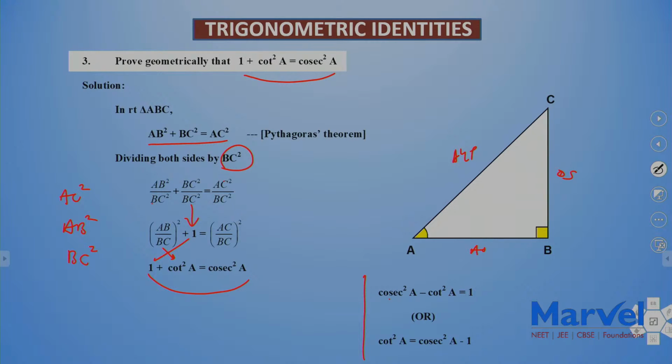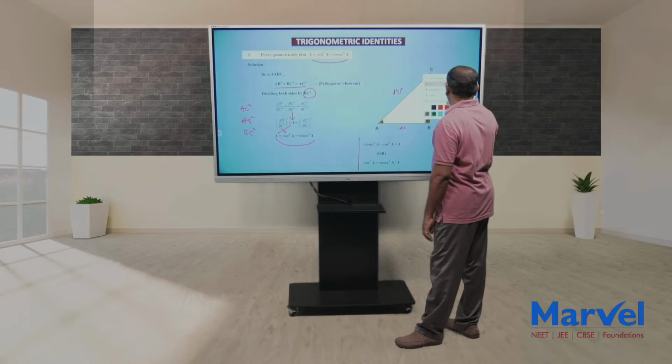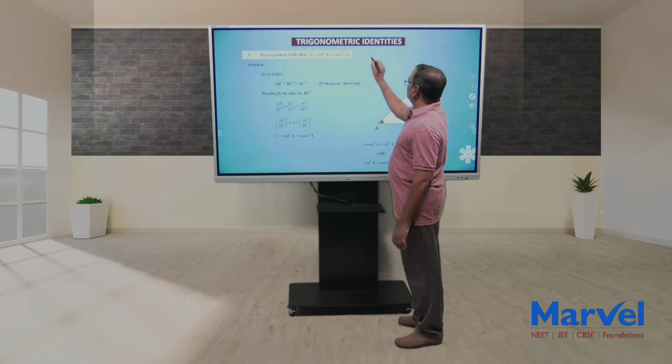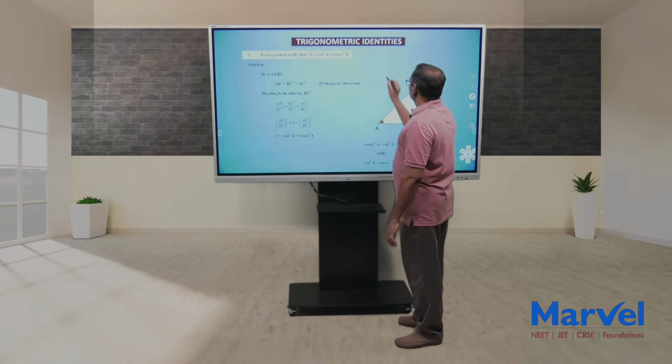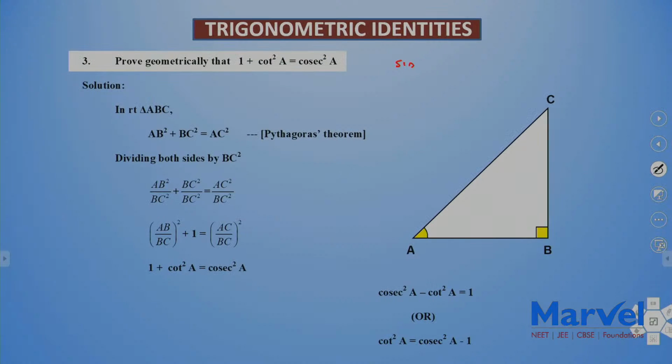So far we have proved three identities. I will revise the identities along with one condition. First identity, sin square A plus cos square A equal to 1. Second identity, 1 plus tan square A equal to secant square A. And the third identity, 1 plus cot square A equal to cosecant square A.